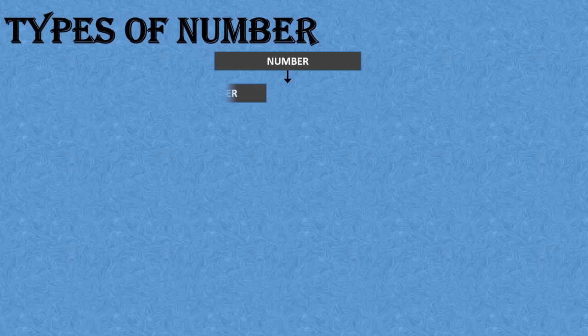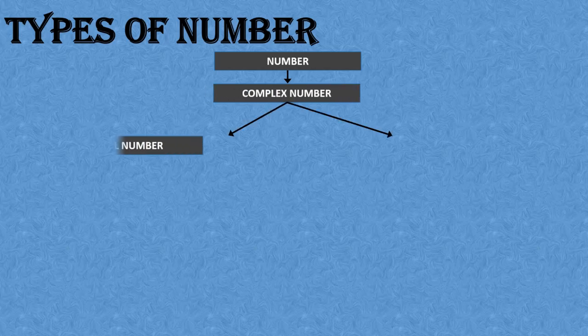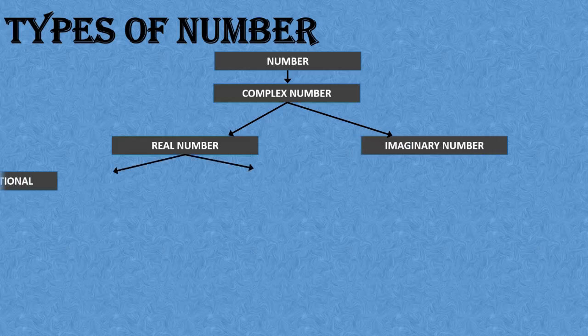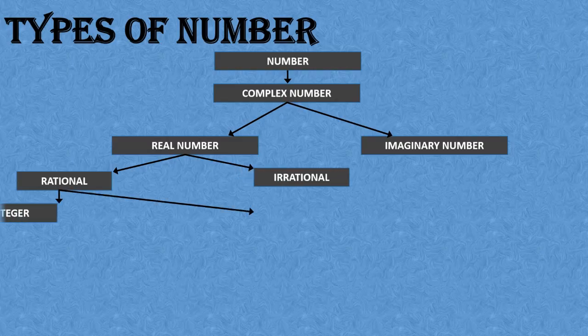Types of number. Number, complex number. It has 2 types, real number and imaginary number. Real numbers can be divided into 2 parts, rational number and irrational number. Rational numbers divide into integer and fraction.